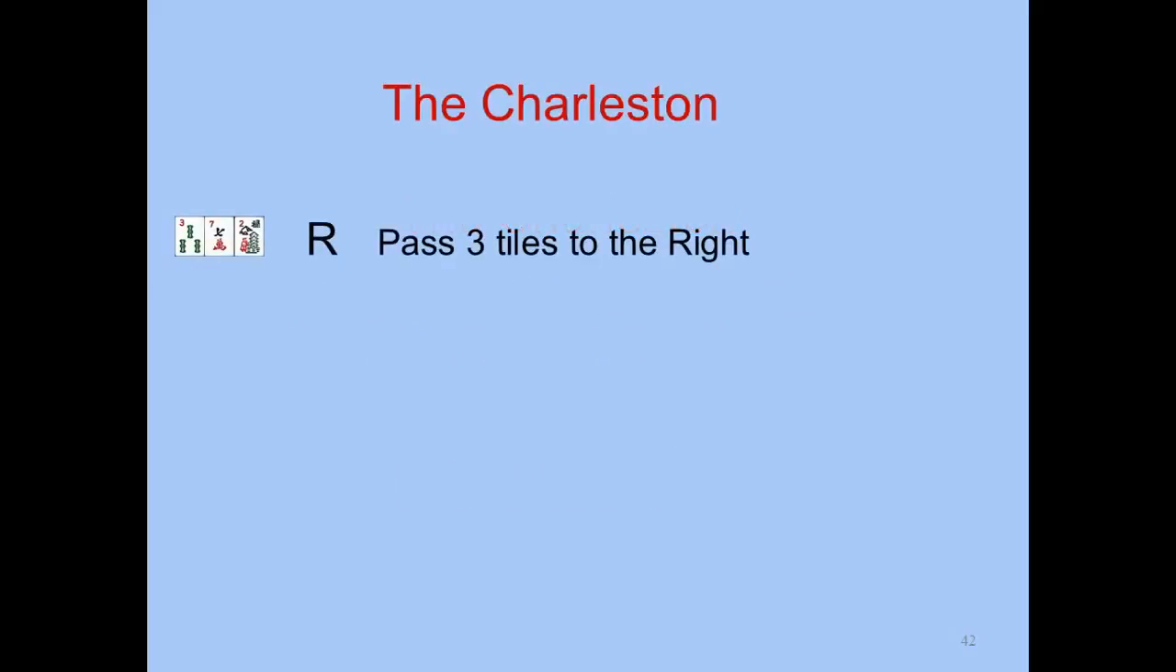In the Charleston, you will first pass 3 tiles to the right and will receive 3 tiles from the player on your left. This right is the first R in our rollor term. To make this pass, you take the 3 tiles from your rack and place them face down on the corner of the table toward the player on your right.